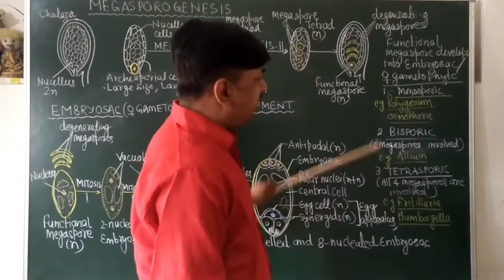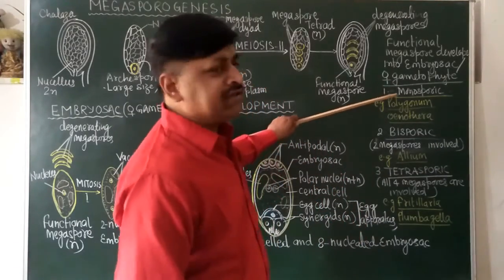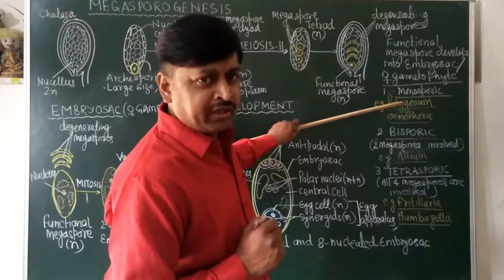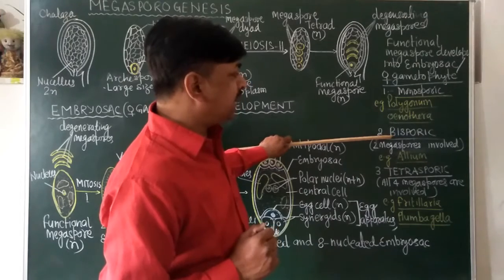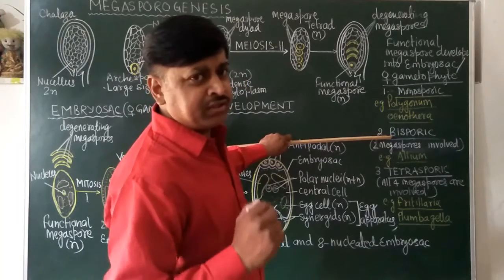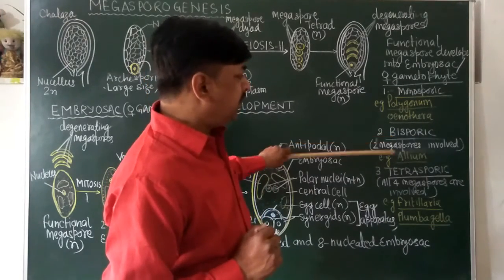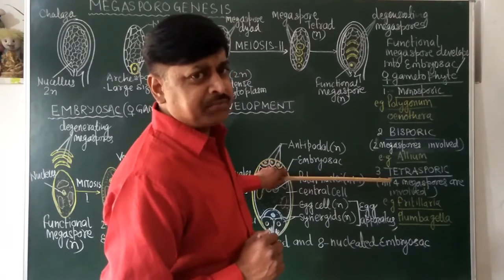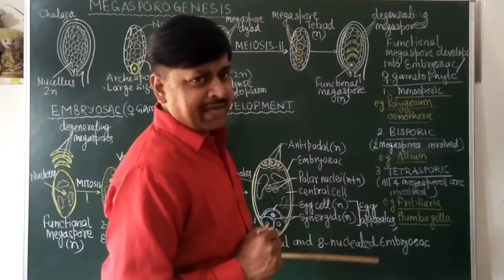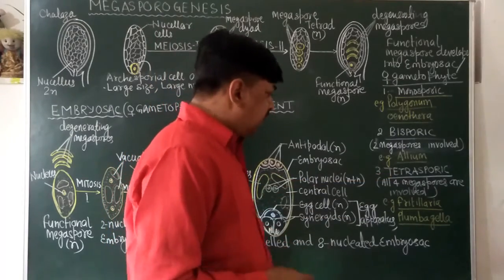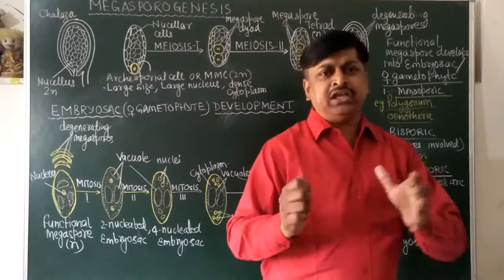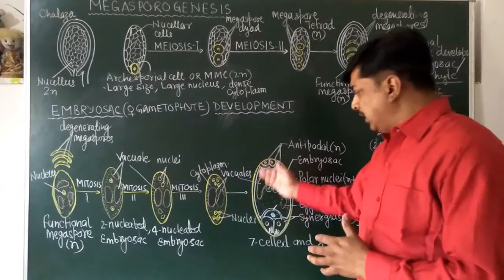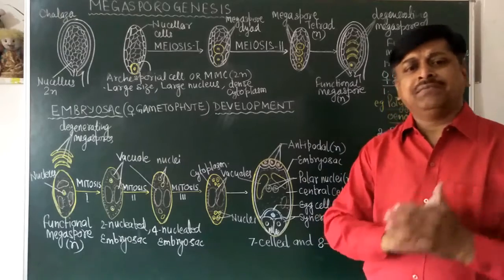आपको केवल इतना जानना है, आप इतना जानिए कि if a single megaspore is involved, such development is called as monosporic. If embryo sac develops from 2 megaspores, this is called as bisporic. If all the 4 megaspores are involved, this is called as the tetrasporic embryo sac. Clear? So student, in this way I have explained you about the structure of the embryo sac or the female gametophyte.